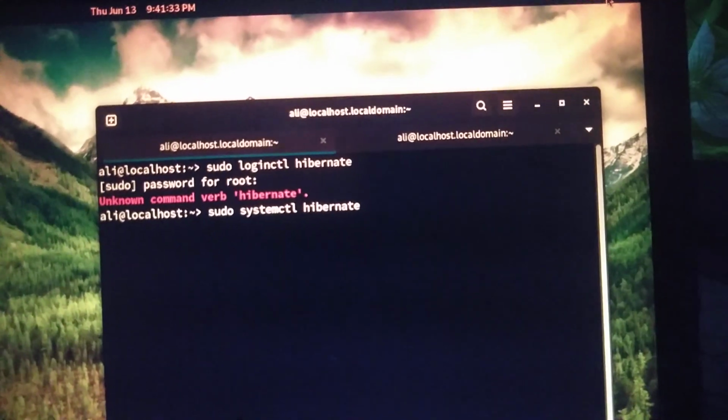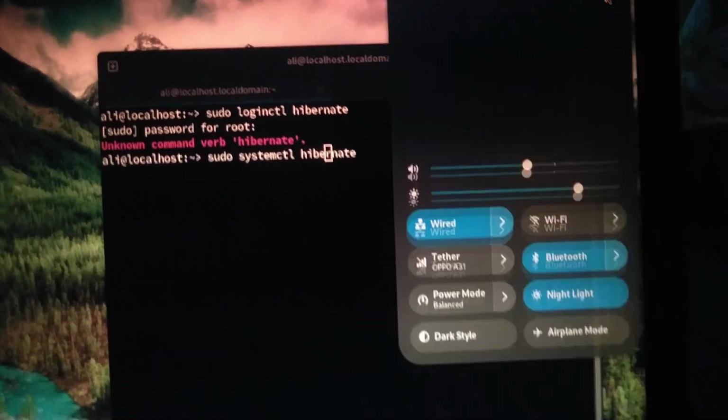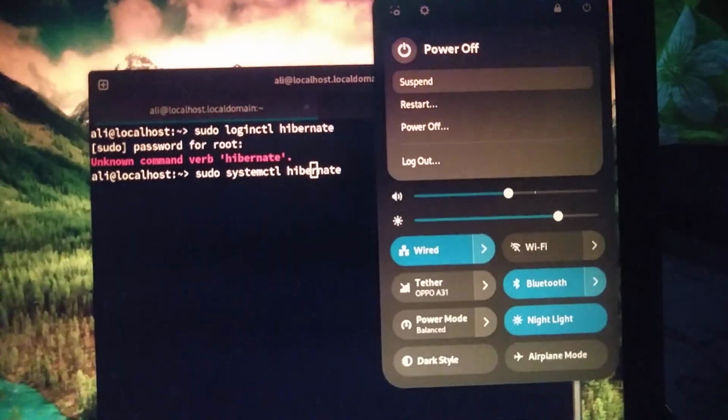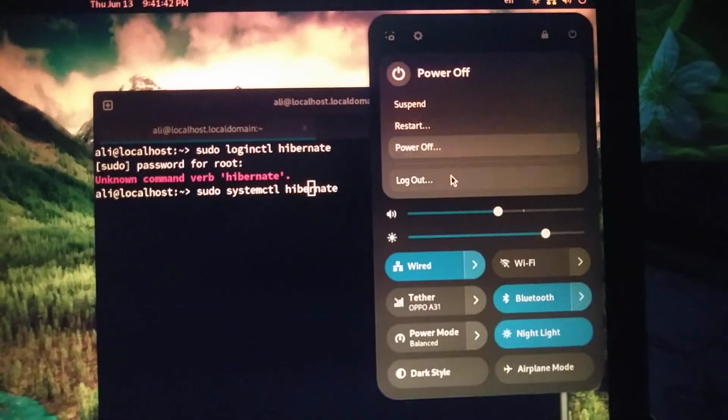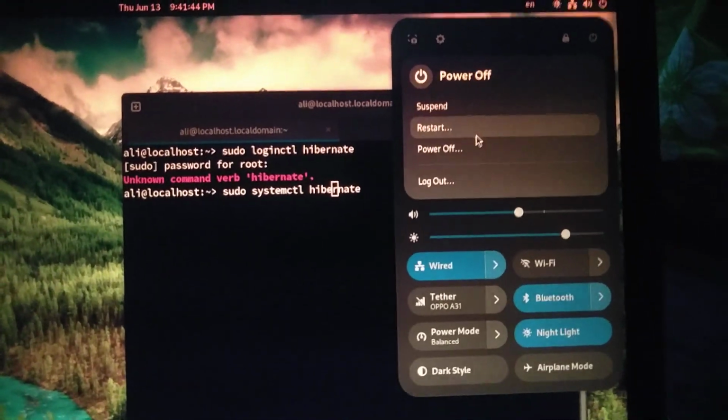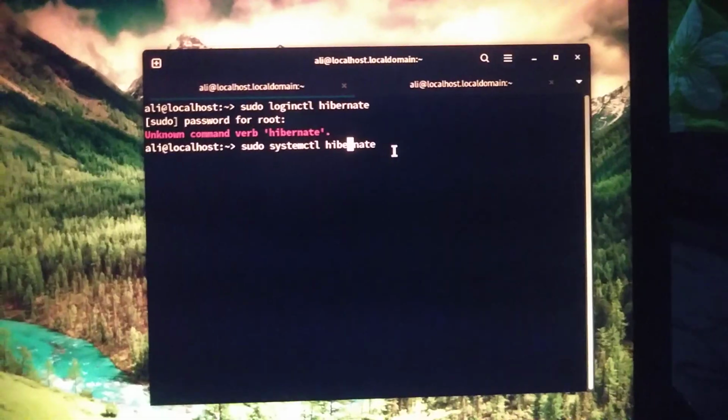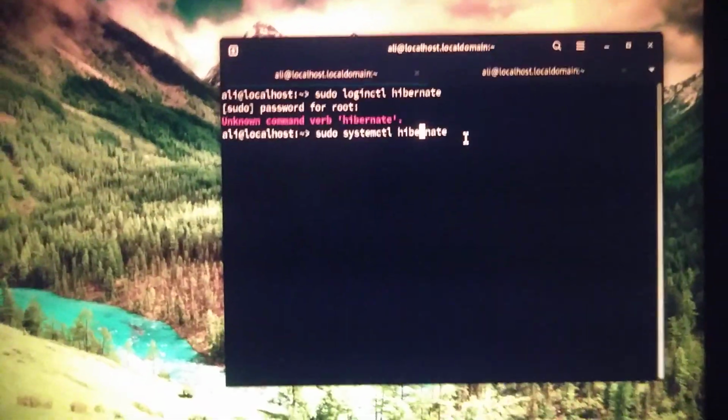Since we don't have such an option in the power options here, there is no hibernation. There is a way to add it. I don't know if I'm gonna make a video about how to add it here. Otherwise, I'm gonna hibernate the system.